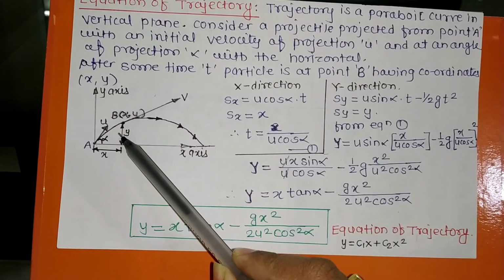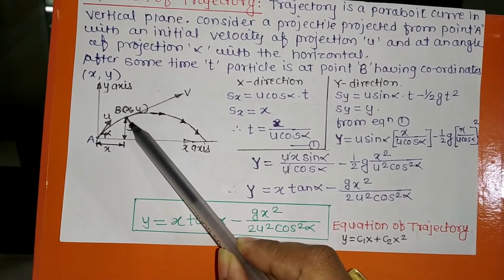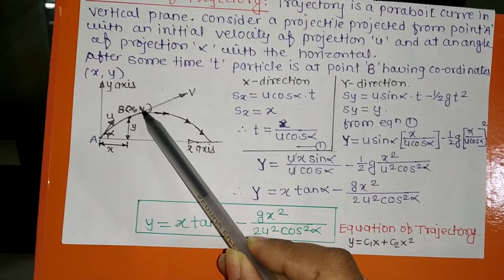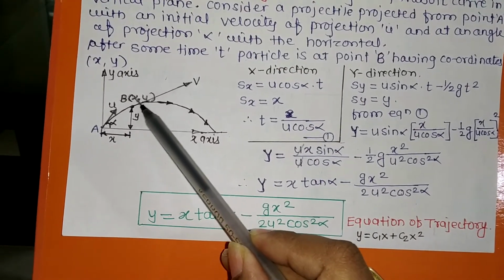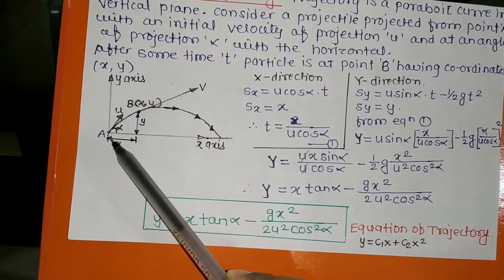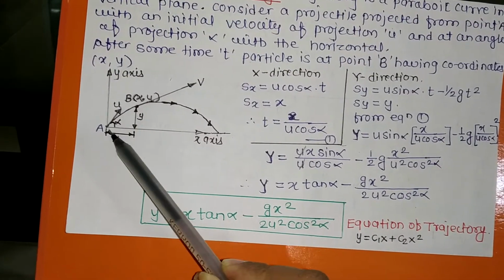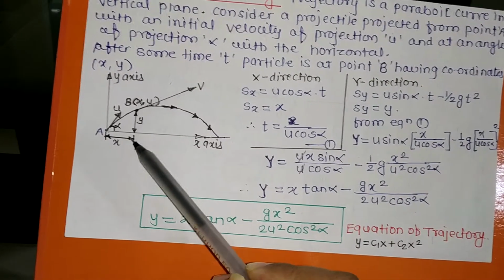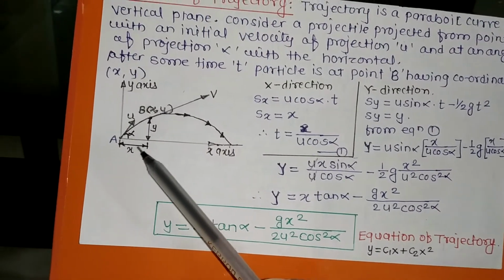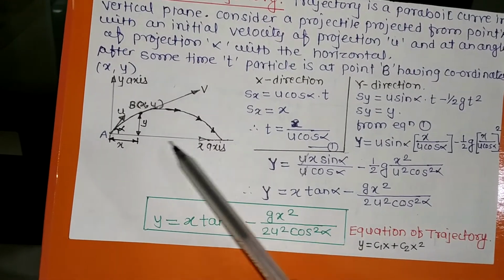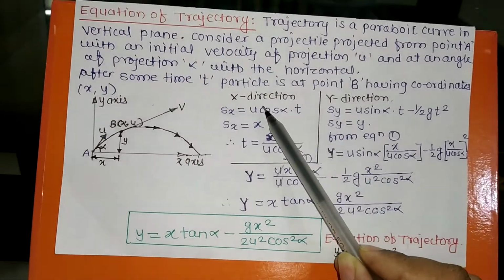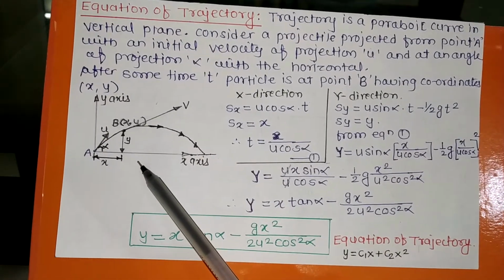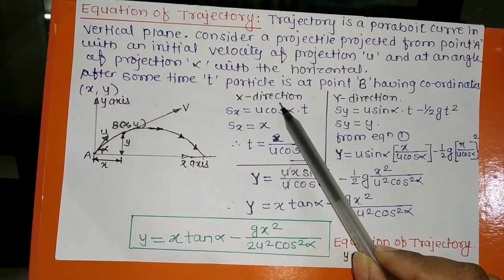At some instant, at point B, I have considered the motion of a particle, and the coordinates of that point I have defined as x, y. It means that the distance traveled by the particle from point A to B in the vertical sense is y, and in the horizontal sense it is x. So we can define the motion of the particle in two directions, that is x direction and y direction. As we know, in projectile motion, the particle is analyzed in two directions, x direction and y direction.